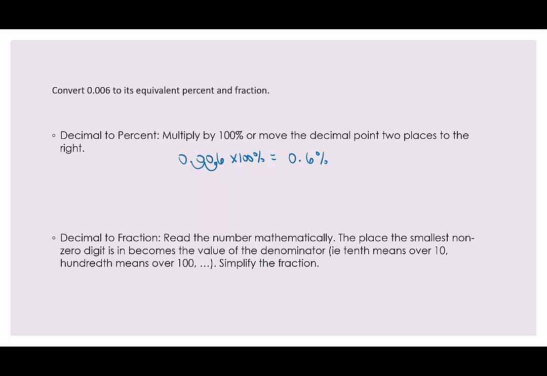Decimal to fraction, we're going to read it mathematically. So that's 6 thousandths. We're going to write it mathematically, 6 out of 1,000. And then we're going to simplify the fraction. 6 and 1,000 have a common factor of 2. I'm going to divide them both by 2. 6 divided by 2 is 3. 1,000 divided by 2 is 500. And that would be it. 6 thousandths is the equivalent of 3 500ths.